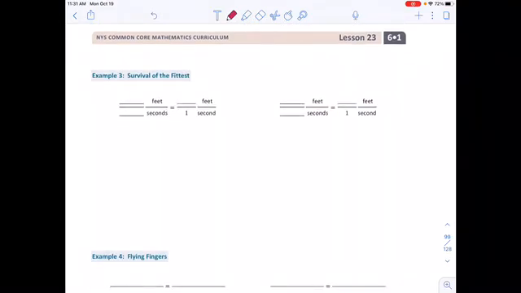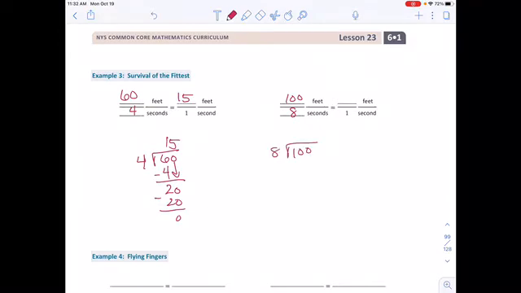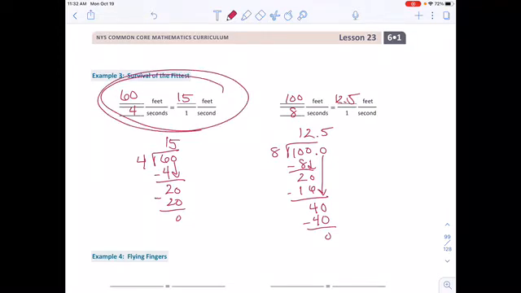Okay, so survival of the fittest. We have 60 feet in 4 seconds, and then we have 100 feet in 8 seconds. Please pause the video right now and try this on your own. See which one you get more feet per second. Okay, so for the first one, we should have 60 divided by 4, we get 15 feet per second. 100 divided by 8. 20 minus 16 is 4, decimal point 0. So we get 12.5 feet per second. So we see that this first one is more feet per second.